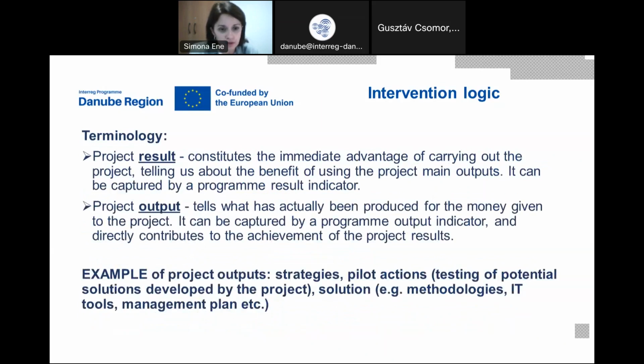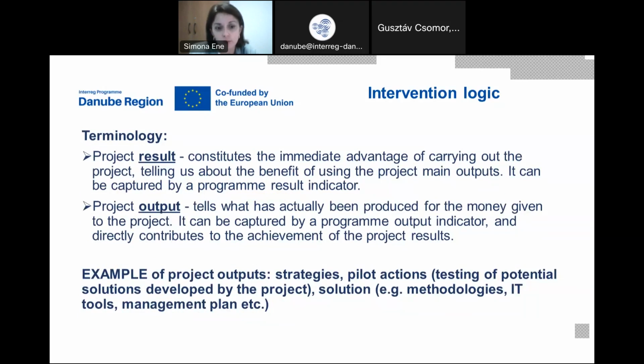A project result reflects the immediate advantage of carrying out the project and is telling us what is the benefit of using the main outputs that have been developed. And the project result can be captured by the program result indicator.